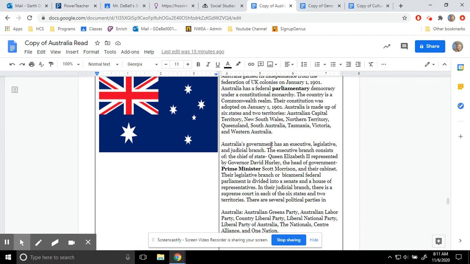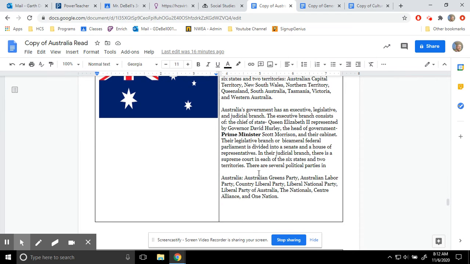So they have an executive branch, a legislative and judicial, very similar to what we have in the United States. The executive branch is run by the chief of state, Queen Elizabeth II, because remember, this is still connected in some way to Britain. It is represented by Governor David Hurley, the head of government, Prime Minister Scott Morrison, and their cabinet. Their legislative branch, or bicameral federal parliament, is divided into a Senate and House of Representatives. In their judicial branch, there is a Supreme Court in each of the 6 states and 2 territories. And there are several parties in Australia, and this is their political party. So you don't really have to worry about that.